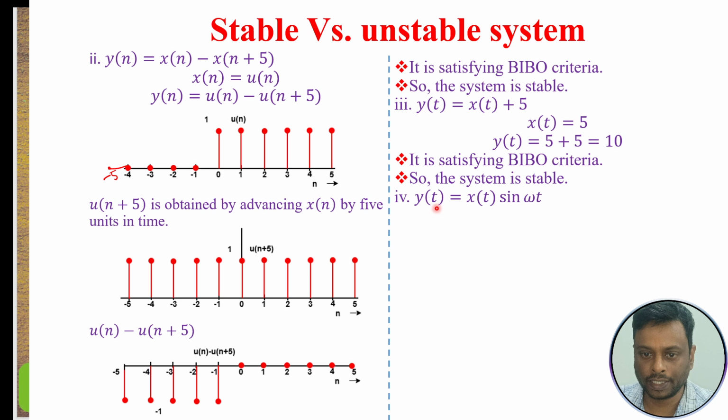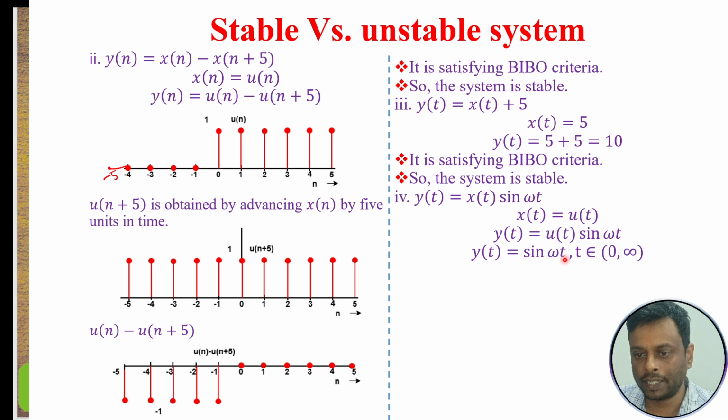So it is the fourth case, y of t equal to x of t sine omega t. Let us apply the test signal, x of t is u of t. Now it will be u of t sine omega t. So u of t value is 1 from 0 to infinity. So you can write it as from 0 to infinity, it will be sine omega t, because u of t equal to 1.